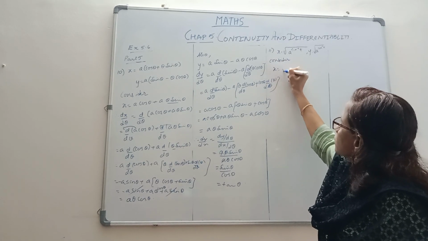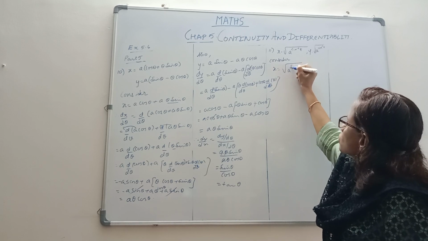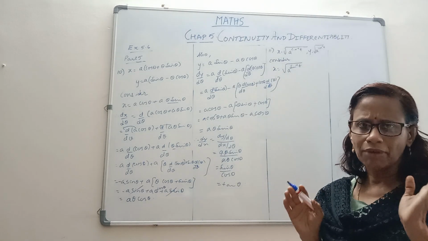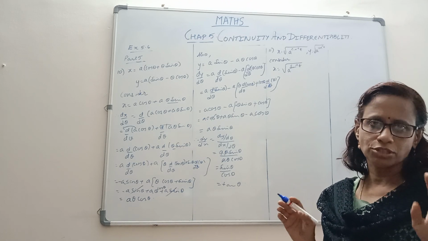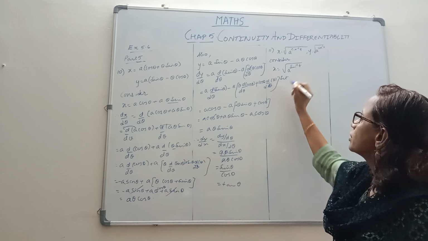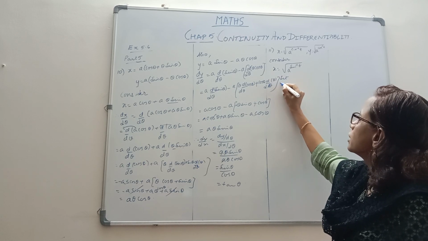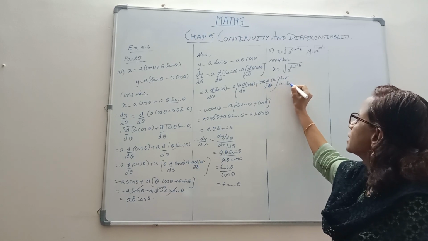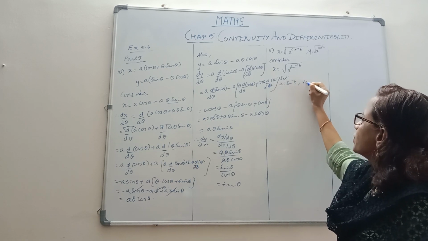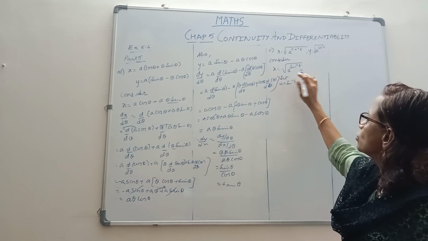x is root of a raised to sine inverse t. Now it's all complicated, right? So we have to reach dx by dt. So we'll make substitutions and we'll see how. First let's have u as sine inverse t, then we can have v as a raised to u.